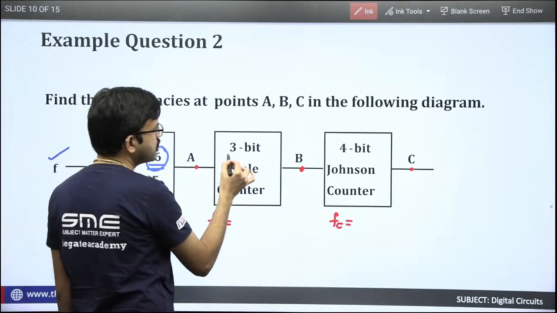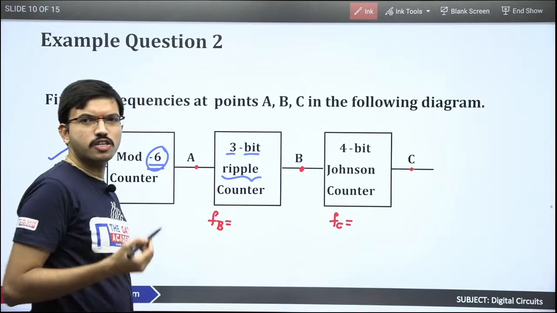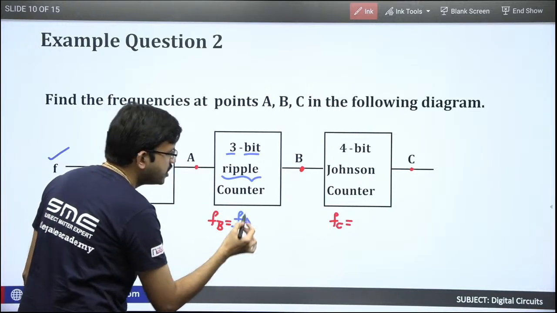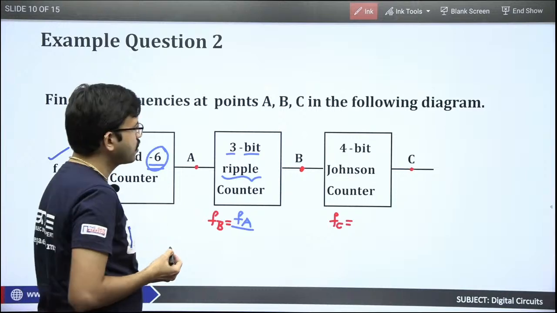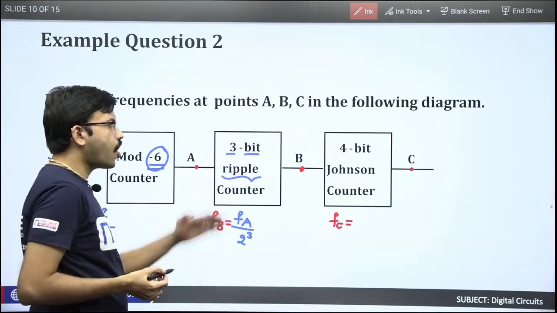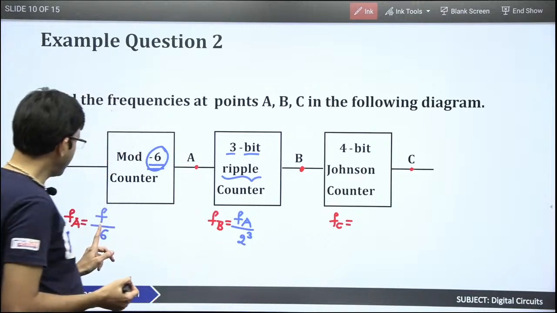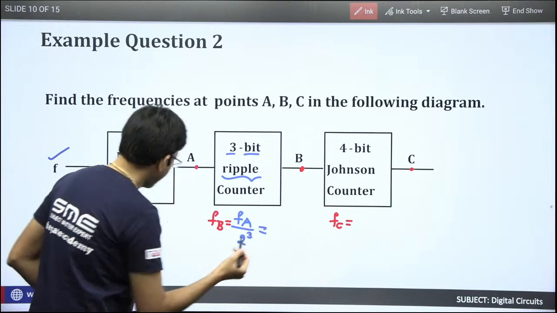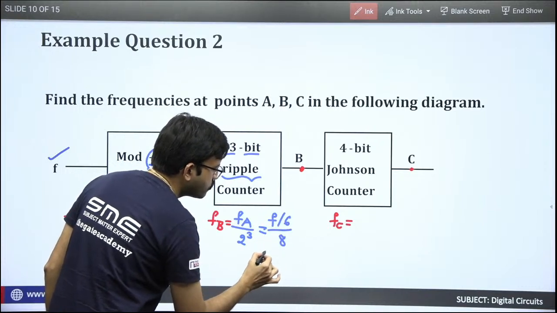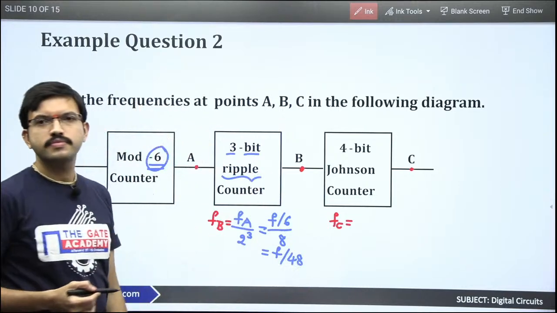Here you are having a 3-bit ripple counter. Whenever the term ripple is there, that means it is a binary counter, right. Here the input frequency is fa. In the denominator, how many states will you get? You will get 2 power 3. Whenever a ripple counter or binary counter is there, all the states you will get. Here the number of bits is 3, so that means 2 power 3. Here the input frequency fa is f by 6, so f by 6 divided by 8, that is f by 48.